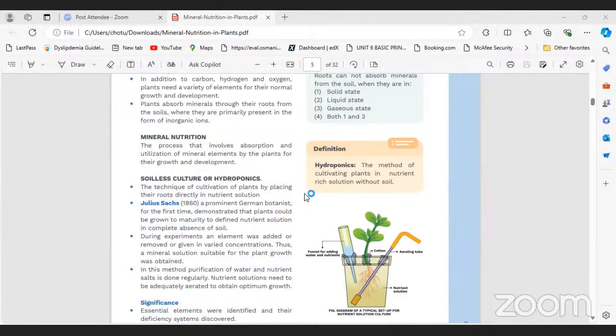Next, another one, influence on the permeability of the cytoplasmic membrane. The permeability of the cytoplasmic membrane is not constant; while some ions have a decreasing effect on the permeability, others have an increasing effect. Next, the fifth one is the toxic effect of mineral elements.